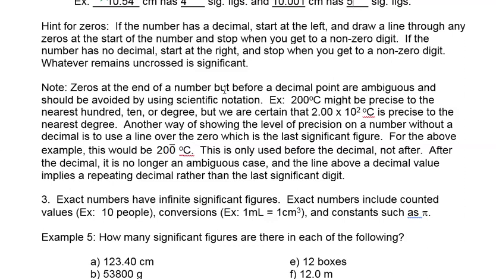Counted are things like 10 people. Definitions are things like conversion values or constants like pi. Right? They can have as many significant figures as we need them to have.